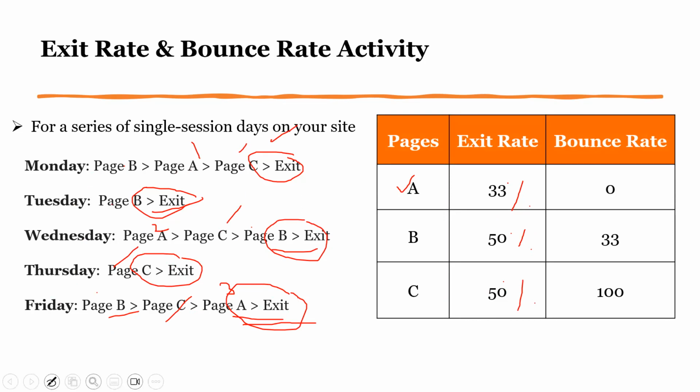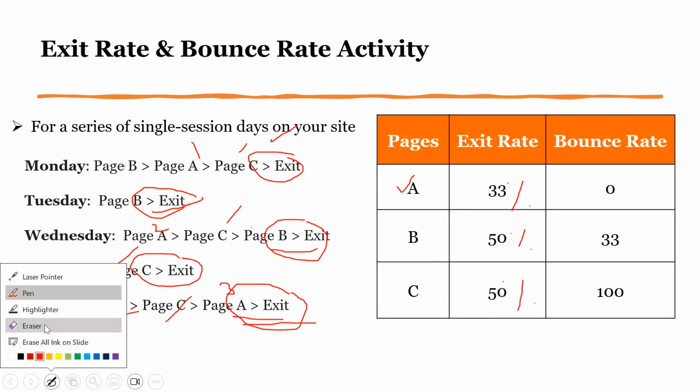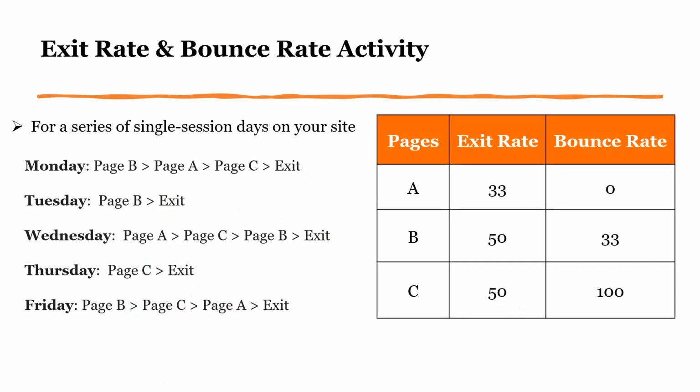Now coming to bounce rate. So bounce rate for page A, let us say. Bounce rate starts with the page. Monday will not be calculated in bounce rate because page B was visited first. First of all, we have to see when page A was visited as the first page. Only Wednesday, and it didn't exit from page A. It went to C, B. So there is no bounce rate. That is why it is 0%.